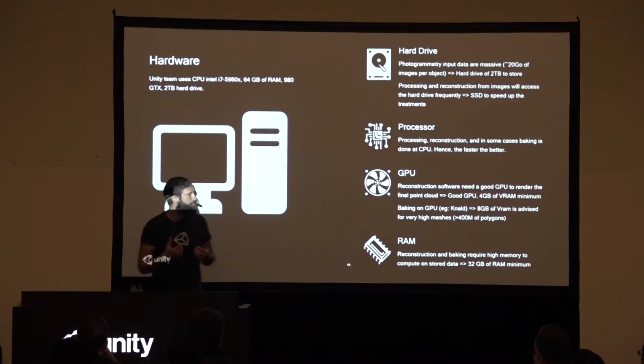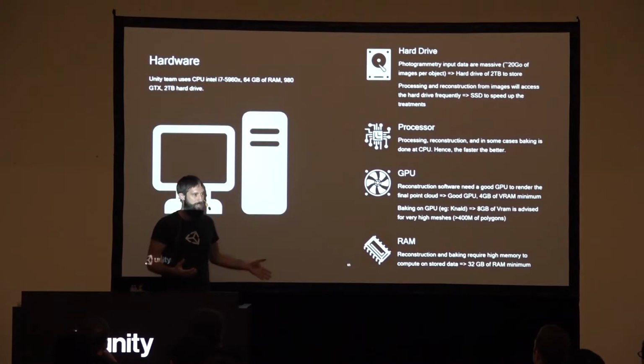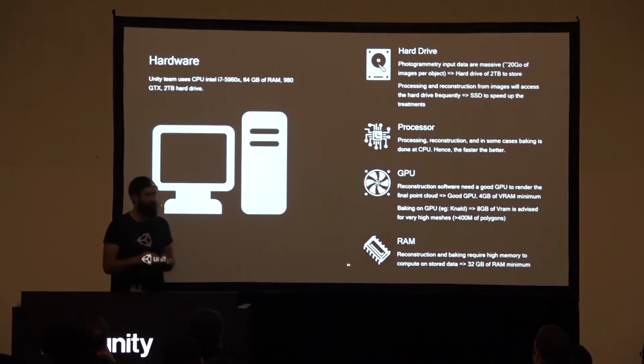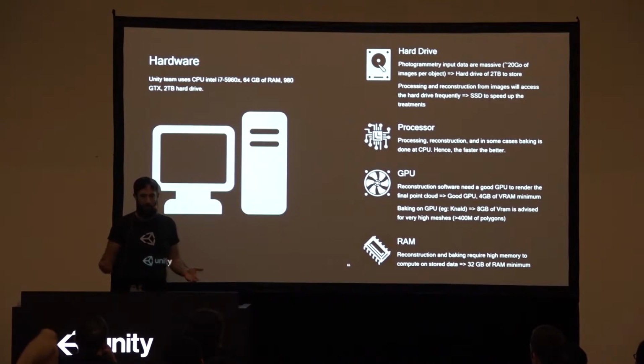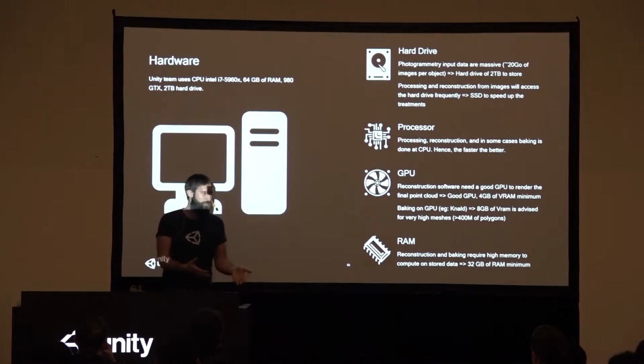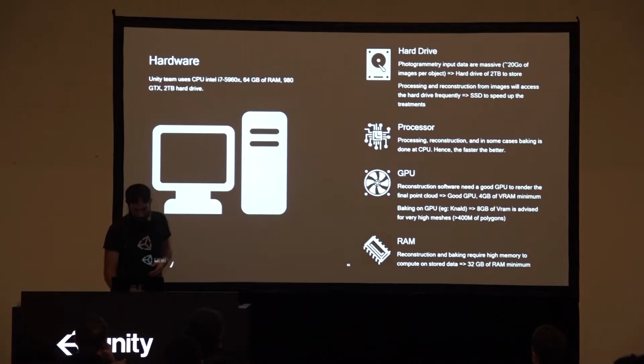For the hardware, basically, if you want to sum this up, you need everything at the top. You need big memory, big hard drive, big CPU, big GPU, also because some bakers are GPU based, so you don't have any choice but to have a big machine. So if your boss asks you to do photogrammetry, it's a good excuse to have a good machine.